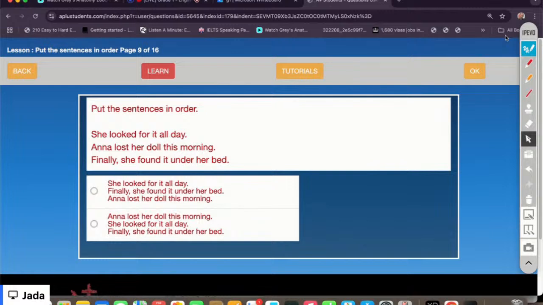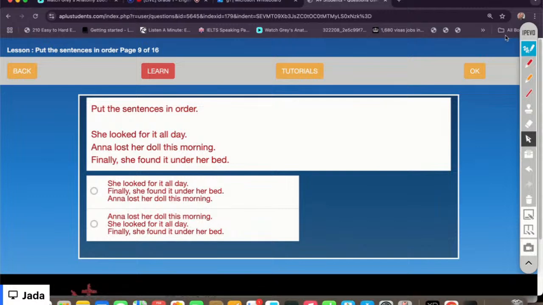So we have she looked for it all day. Anna lost her doll this morning. Finally she found it under her bed. So the first one, the correct order will be what?